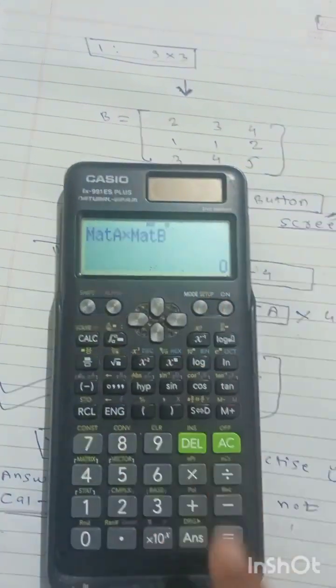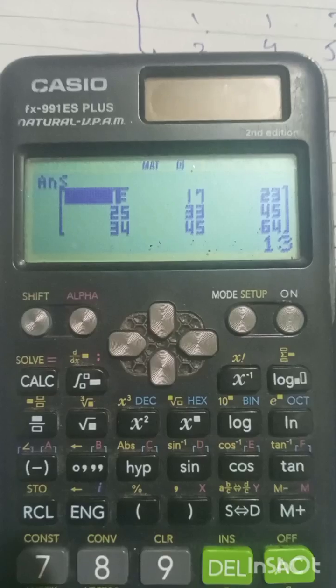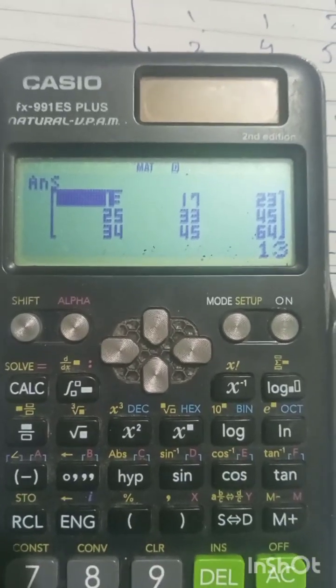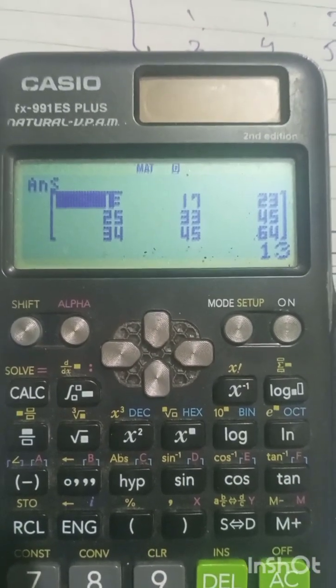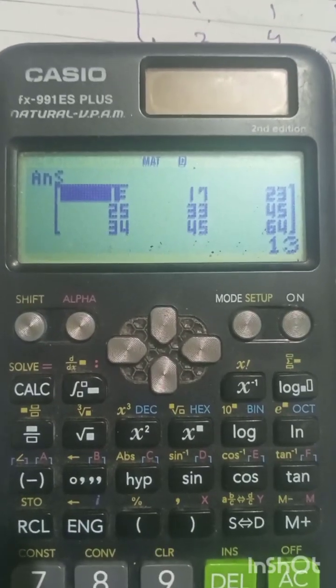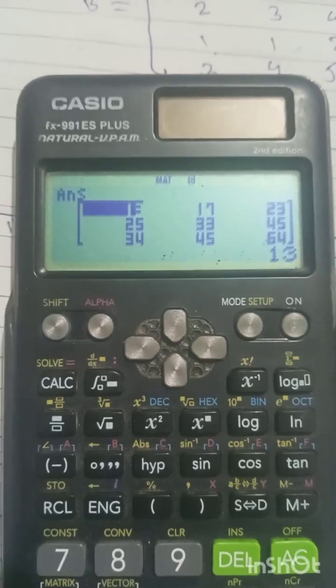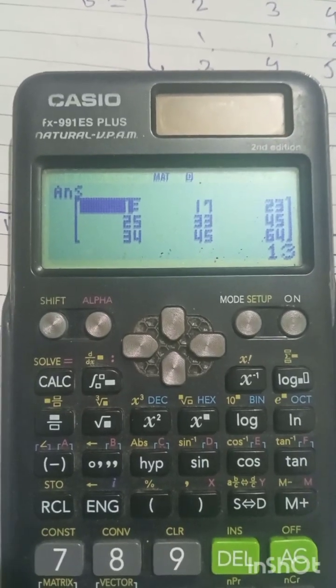matrix A into matrix B equals, and we get 13 17 23 25 33 45, 34, 45, 64. This is the correct answer using matrices A and B.